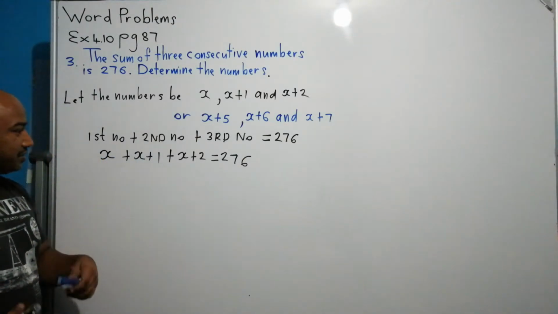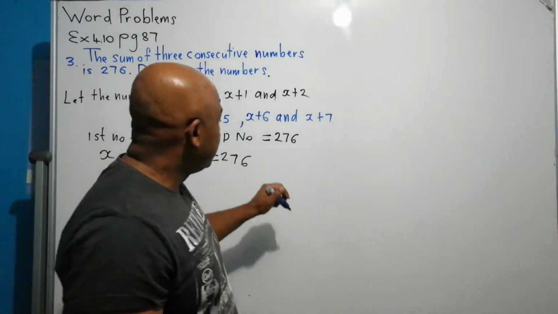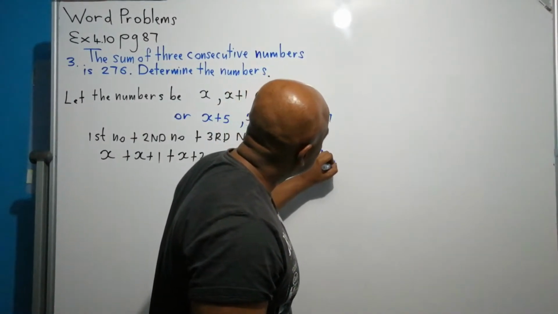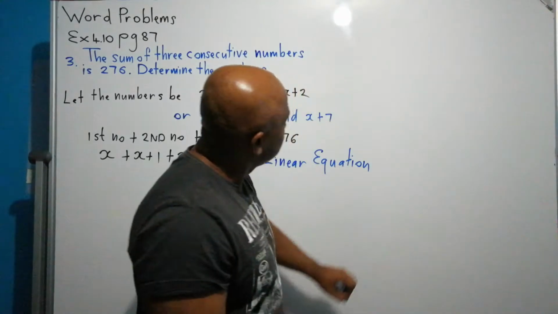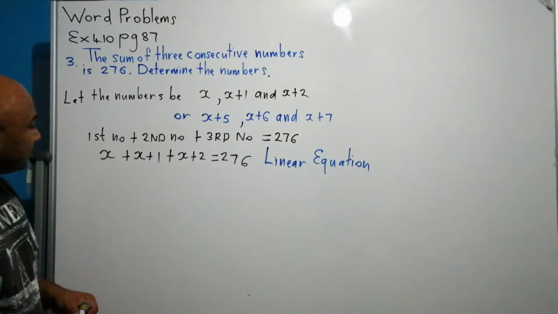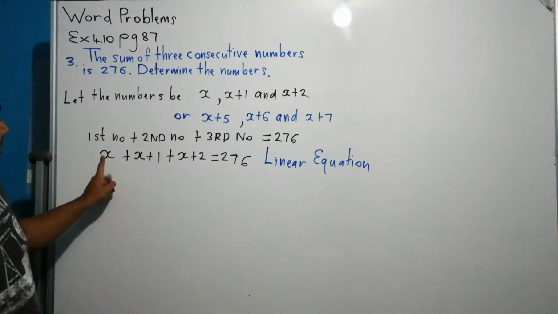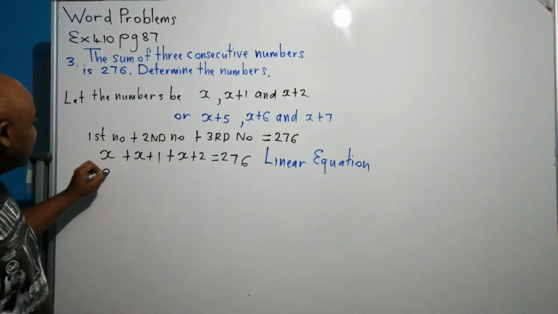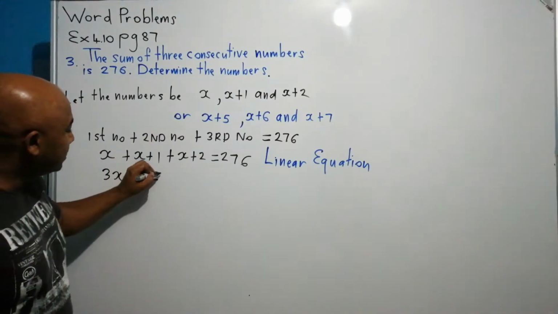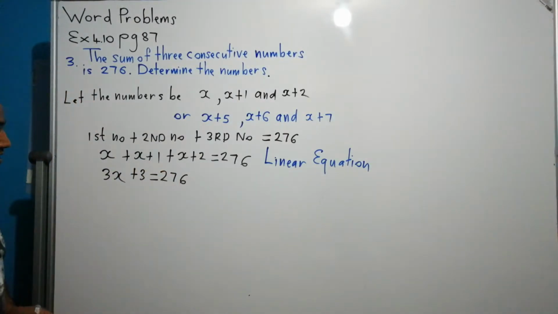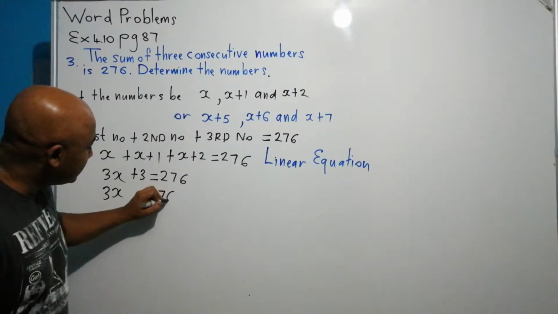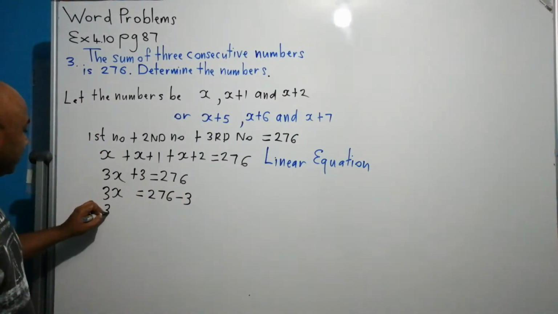So now what do we have here? We have x, which is unknown, the highest power is 1, so this is a linear equation. The highest power of x there is a positive 1. Now all we do is add up our like terms: x plus x plus x equals 3x, and 1 plus 2 is 3, equal to 276.